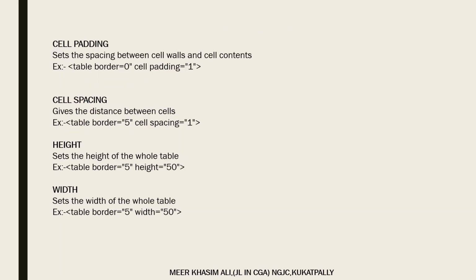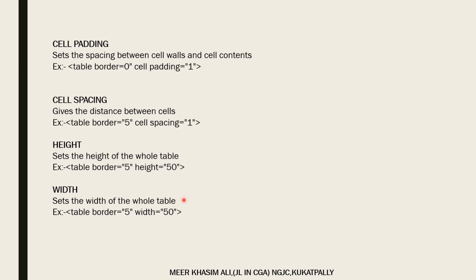The fifth attribute of the table element is cellpadding, which sets the spacing between cell walls and the cell content. The next one is cellspacing. It gives the distance between cells. And the last two attributes of the table element are height and width, which are used to set the height and width of the whole table.